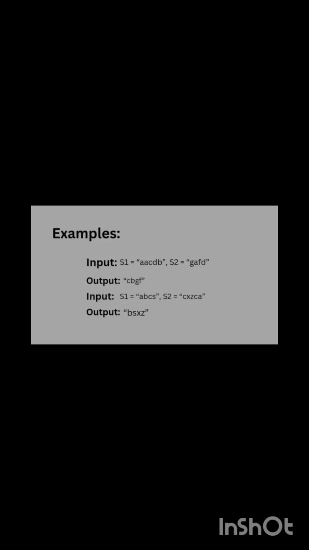Taking the input of two strings, string 1 as AACDB and string 2 as GAFD, the output is CBGF. Let us see another example. Taking the input of two strings as S1 equal to ABCS and S2 equal to CXZCA, the resultant output we get is BSXZ.